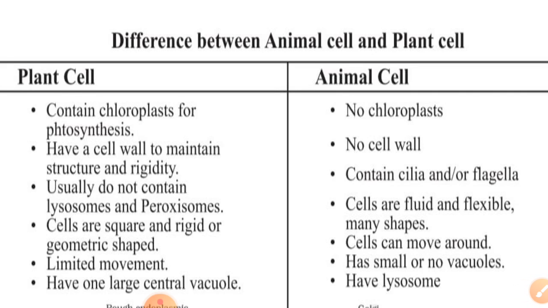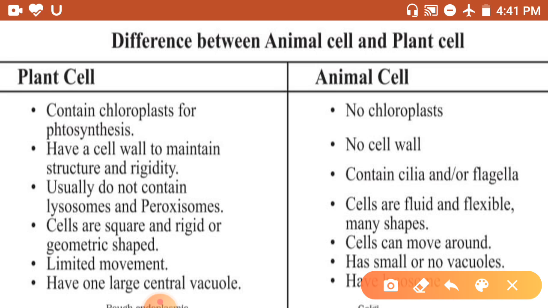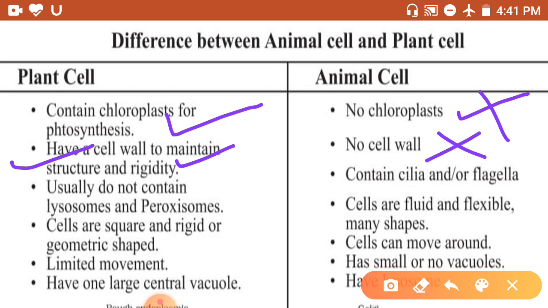Plant cell contains chloroplast for photosynthesis, right? When the chloroplast is not present, they cannot do the photosynthesis process. In animal cell, can we do the photosynthesis? No, right? That's why chloroplast is not present in the animal cell. Now second, plant cells have a cell wall to maintain structure and rigidity. The cell wall gives the structure to the cell, but animals have no cell wall, means cell wall is not present in animals.